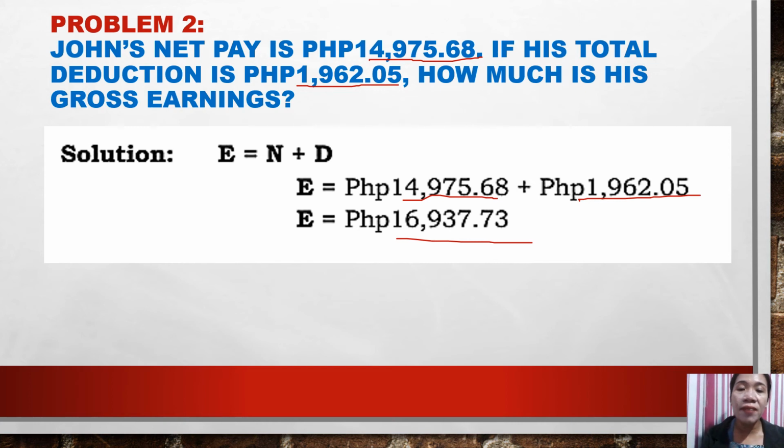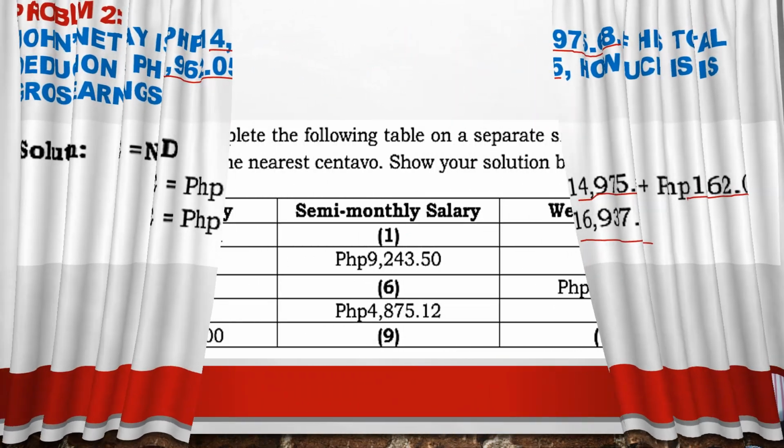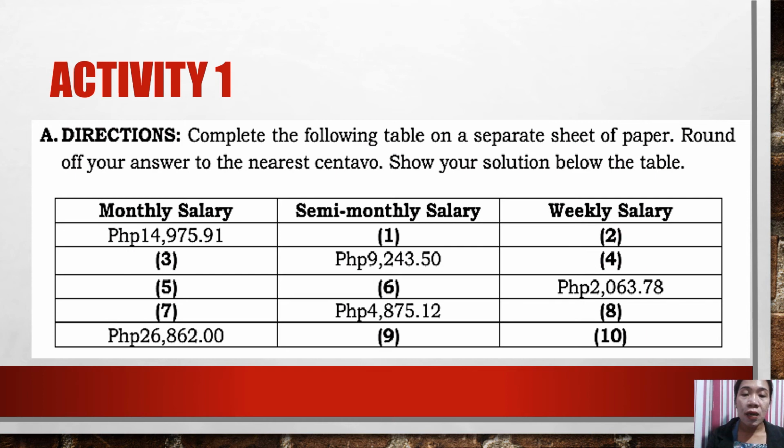Okay, so let's have now your activity 1. For your activity 1, you write your answer by completing the following table on a separate sheet of paper. Round off your answer to the nearest centavo. Show your solution below the table. I don't accept answer without solution.